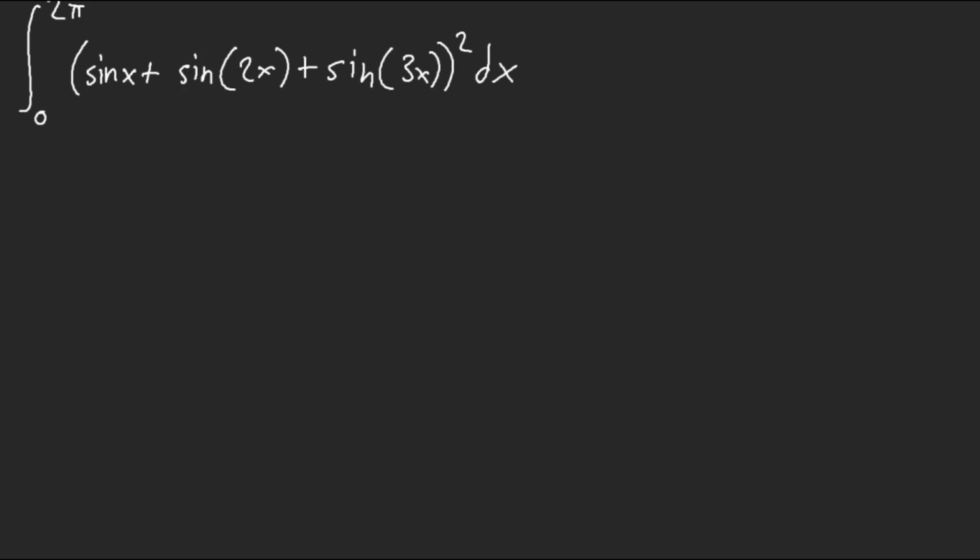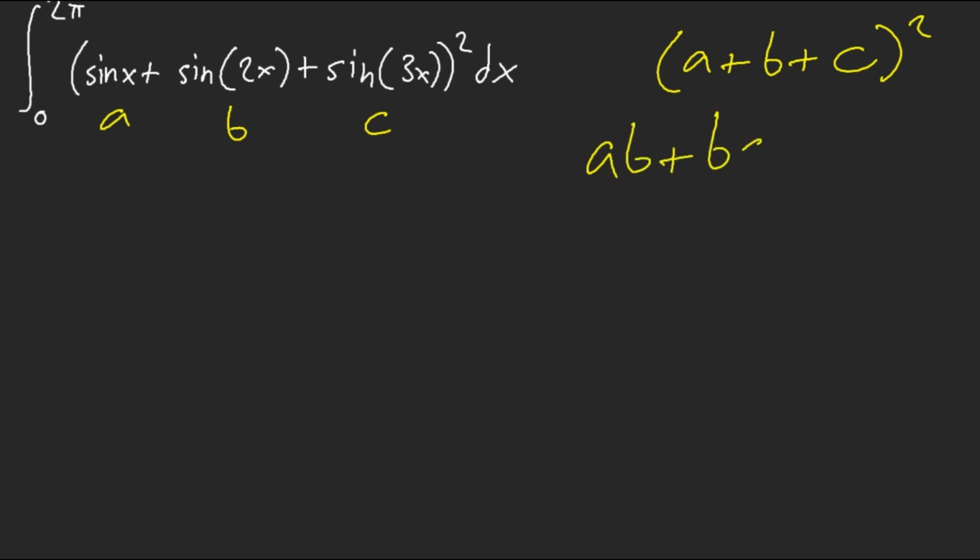Alright, you see how intimidating this is? We have 3 terms being squared. Now this looks nasty, right? But don't freak out. Okay? Don't freak out. Let's consider each as A, B, and C. When we have A plus B plus C and we're squaring this, we're going to get something like A times B plus B times C, A times C, whatever, and we're going to have a bunch of these, right?